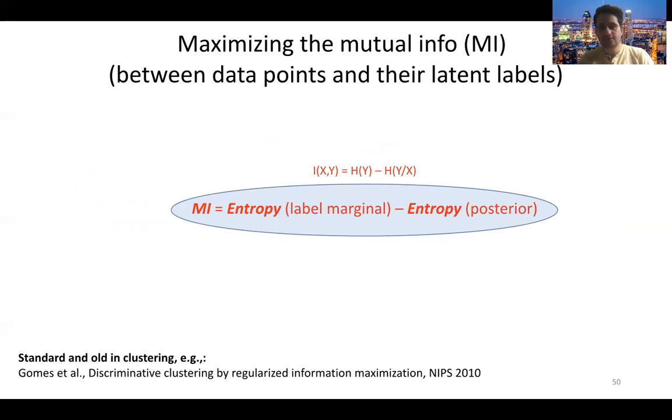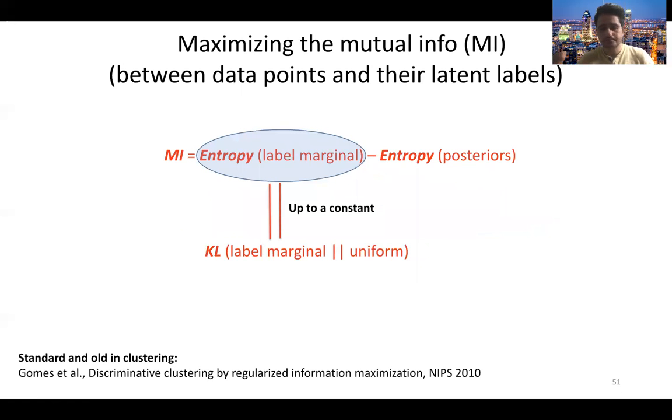It's interesting to notice that the entropy of the predictions and the entropy of the label marginals, or the proportions of the classes, combined together give you the mutual information between the predictions of a deep network and the labels. This is also a well-known fact in clustering, where maximizing the mutual information is quite well known. We could also think about this as a combination of minimizing the entropy for confident predictions and the KL divergence between the label marginals and the uniform distribution.